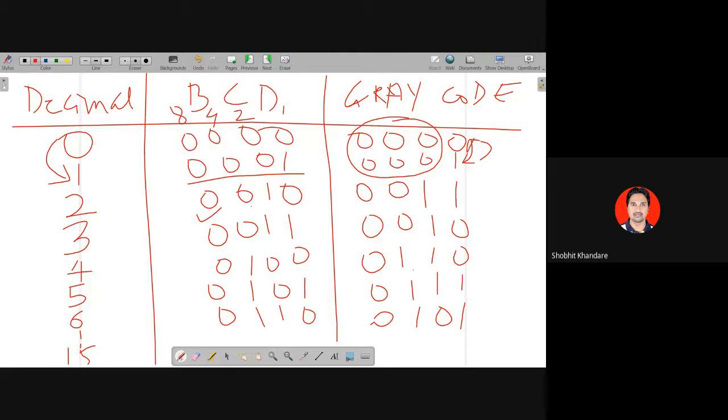Then again, if you go from decimal number 1 to decimal number 2, you will see the same thing. That 3-bit positions remain the same. Only there is a change in the 4th position. See here, if you see 1 and 2, these 0 0 positions are the same, and these 1 1 positions are also the same. There is only a change in one position, the 4th position. 0 became 1.